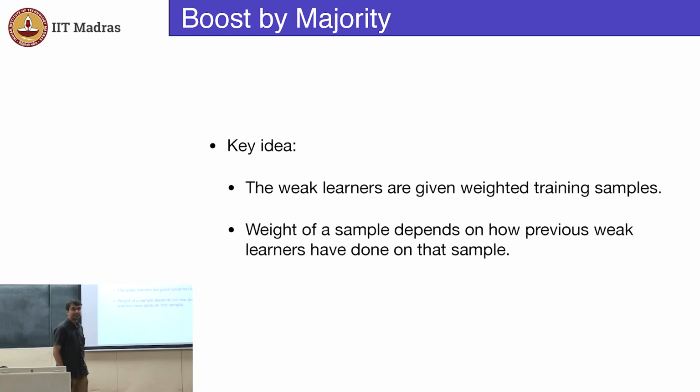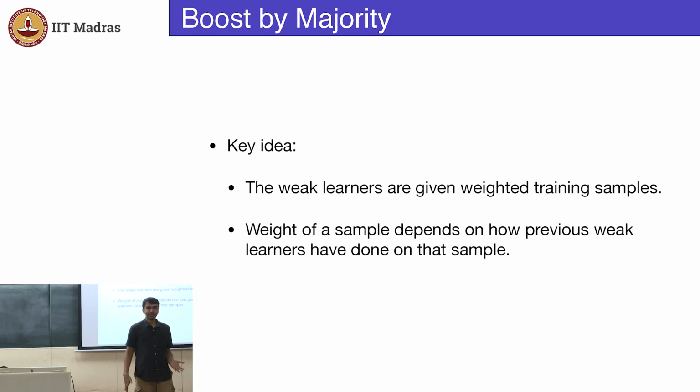The key idea is that the weak learners are given weighted training samples. Until now we have seen, let's say, decision trees or things like that, where all data points were created equal. But here, what you do is you assign a weight or importance to each data point. At the beginning, you give equal importance. Take the European and Indian population kind of example I gave you: when you begin, you give equal weightage to the European and Indian populations.